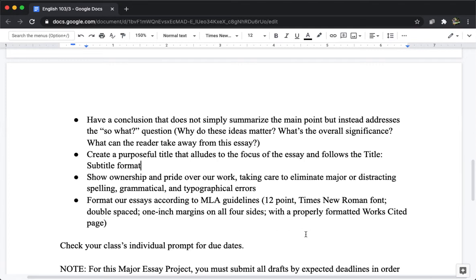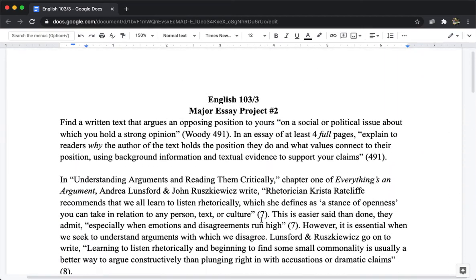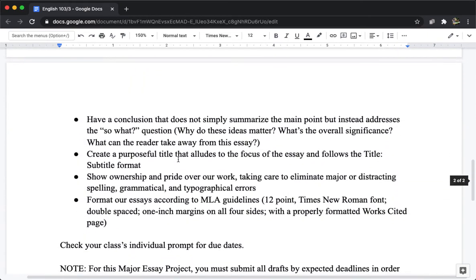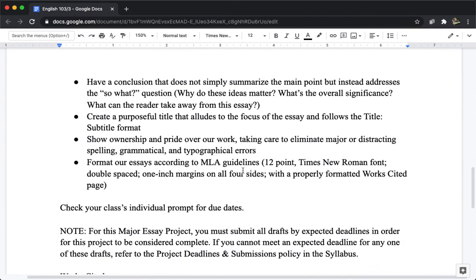And of course, we need to have a properly formatted works cited page for this essay because we're dealing with that written text that we're analyzing. Of course, we're going to be incorporating quotations from that text. We're going to be citing it. We need to have a works cited page that is properly formatted according to MLA guidelines.